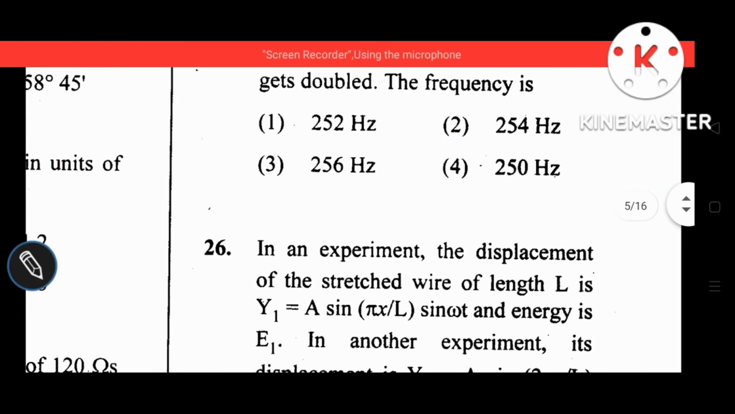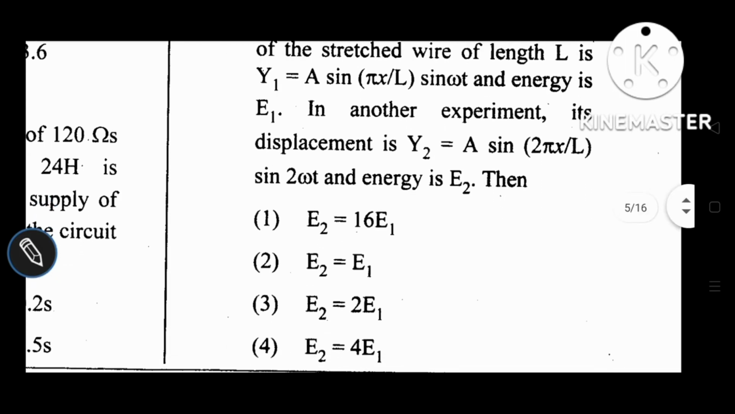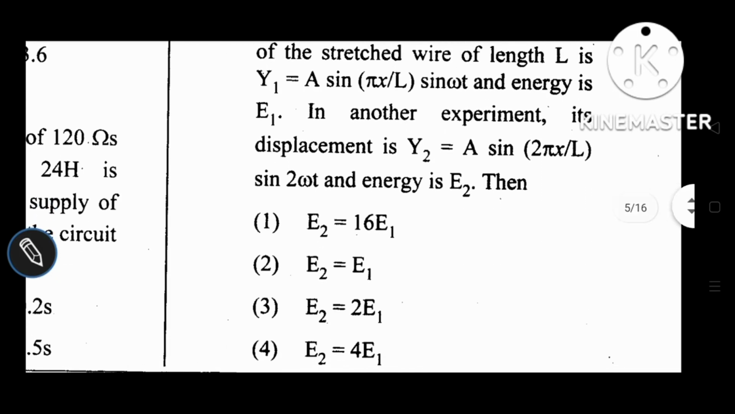Next, question number 26. In an experiment, the displacement of the stretched wire of length L is y1 is equal to a sin pi x divided by L sin omega t, and the energy is E1. In another experiment, its displacement is y2 is equal to a sin 2 pi x divided by L sin 2 omega t, and the energy is E2. Then you are given 4 options here. You have to choose the correct one.